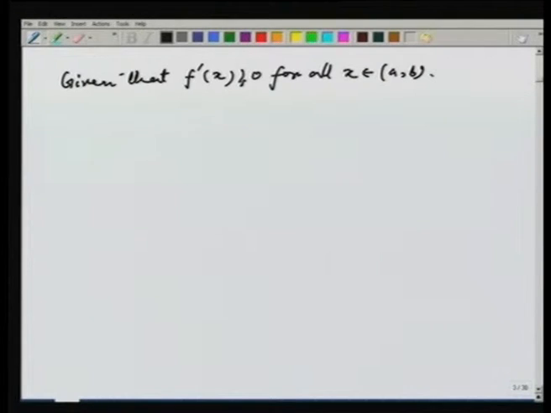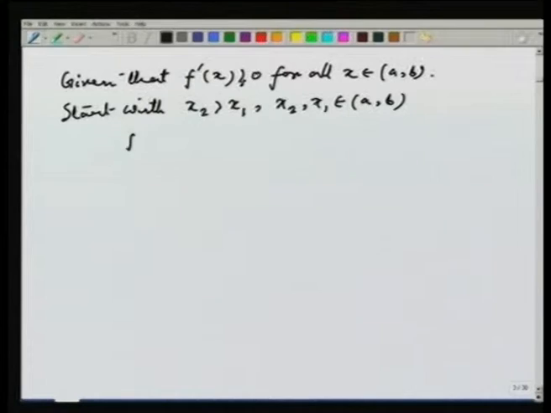So, if I want to show that f is increasing, what I have to do is start with some x 2 bigger than x 1 such that x 2 and x 1 both are in the open interval a b, that is they are in the domain of the function. So, that applying f on these 2 points do make sense. Now, if I have this, I have to look at f x 2 minus f x 1. Somehow I have to show that this is non-negative. If I do that, it will prove that f is increasing.